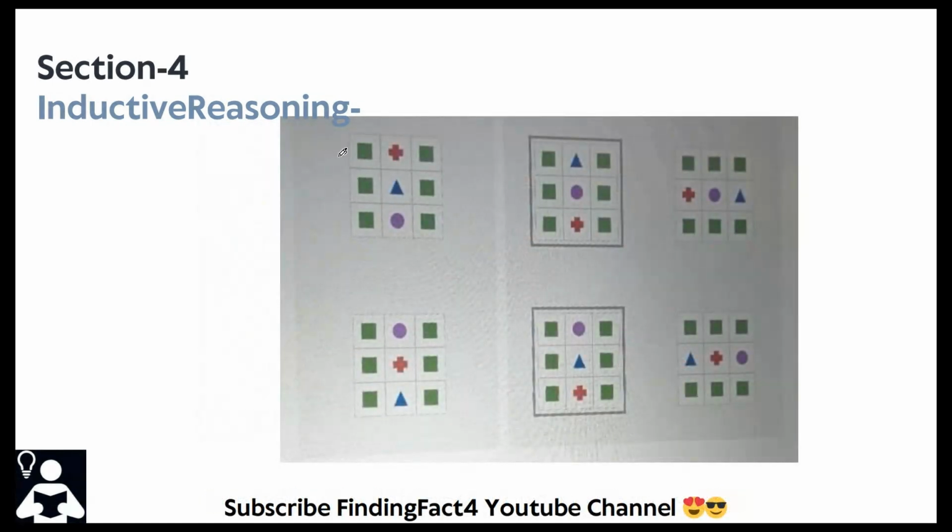Coming to this question, if we see the pattern, the squares are over the edge columns, like the 1st and 3rd column for these given patterns. So we'll choose options 1 and 2.